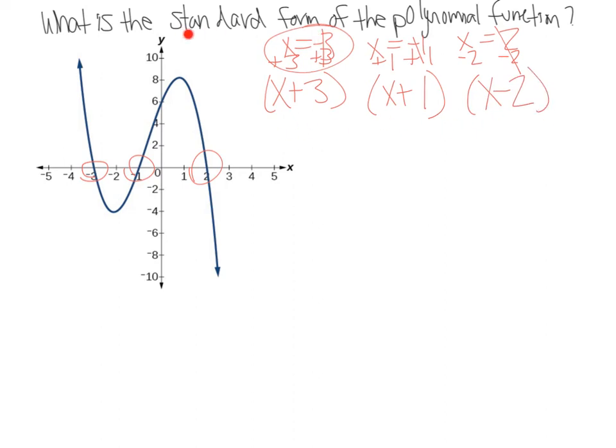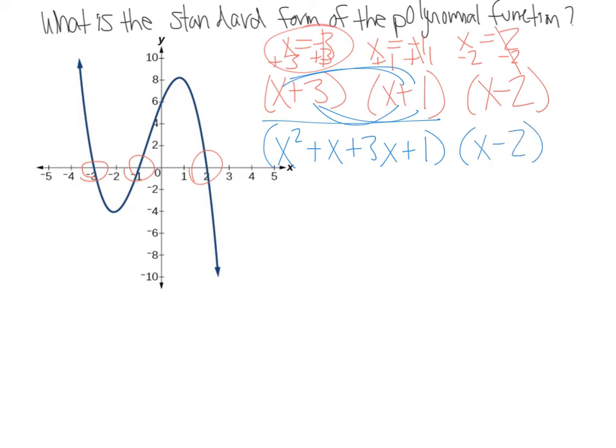Now this is not in standard form. The question asked us for standard form, not factored form, meaning I'm going to have to multiply these. So I will start by FOILing my first 2. So x times x, x squared, x times 1, 3 times x, and 3 times 1. Okay, and I'm just bringing this x minus 2 down. I need to combine like terms here. So x squared plus 4x plus 3, times x minus 2.